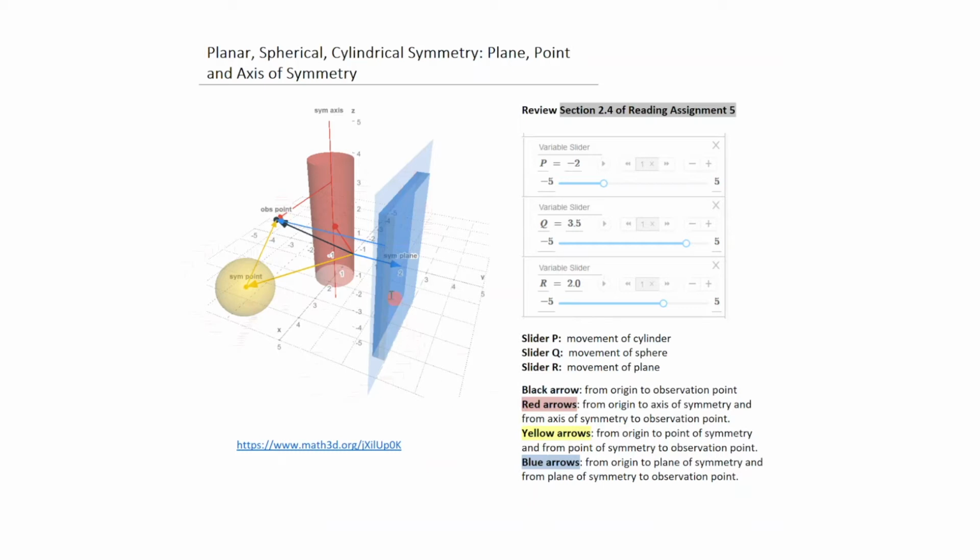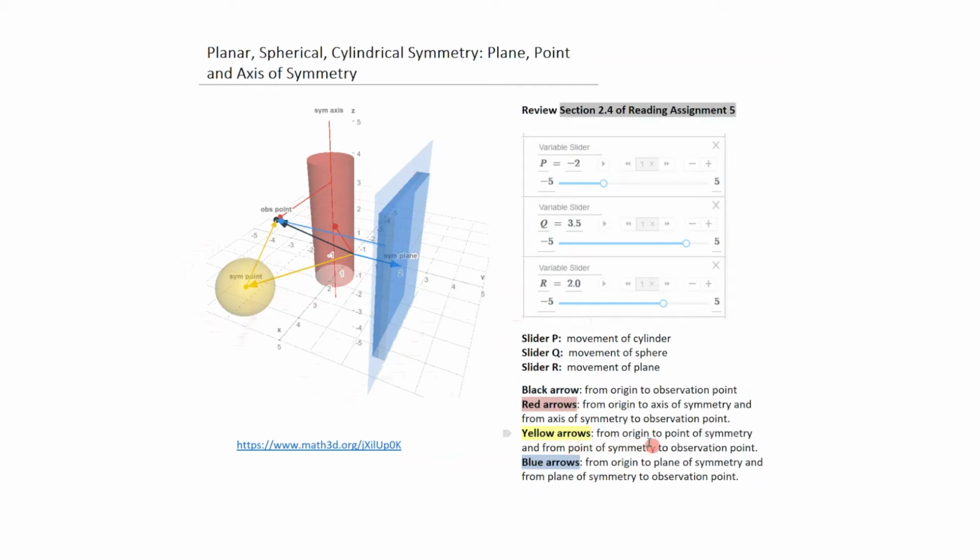The red arrows, which are this one and this one, go from the origin to the axis of symmetry and from the axis of symmetry to the observation point. You'll notice these are more or less perpendicular to the axis of symmetry. And since it's cylindrical coordinates, the distance is r, which is in a plane parallel to the xy plane.